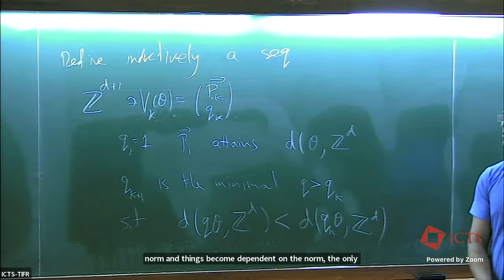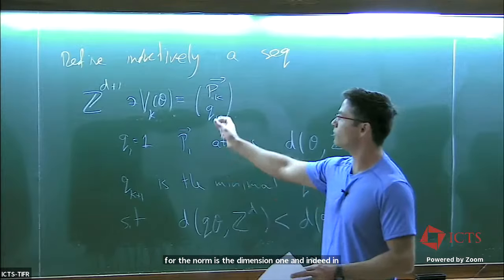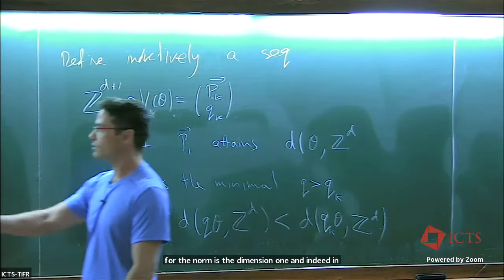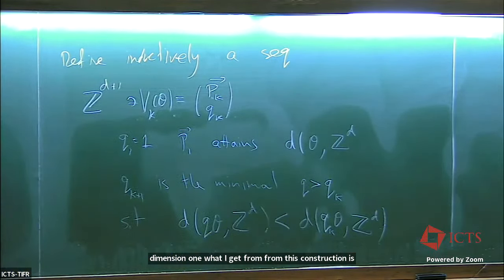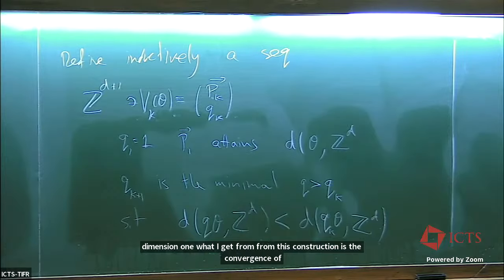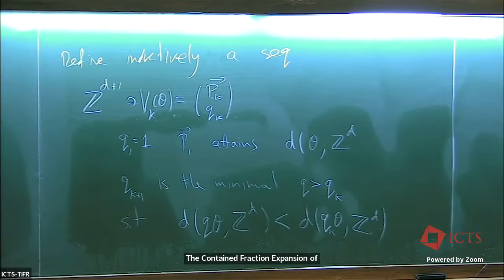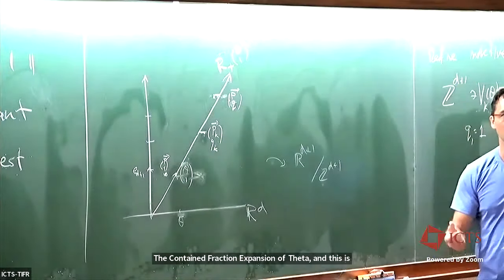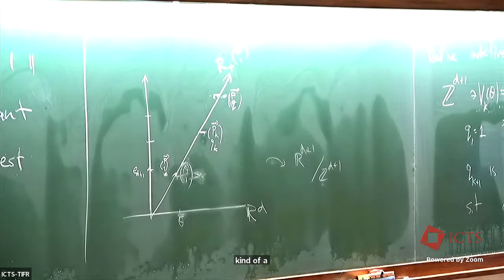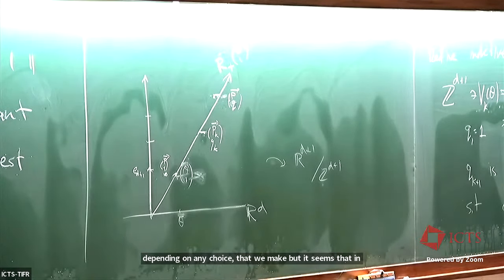The only case where I don't have a choice for the norm is dimension 1. And indeed, in dimension 1, what I get from this construction is the convergents of the continued fraction expansion of theta. And this is kind of a God-given object. It's not depending on any choice that we make. But it seems that in higher dimensions, this is a highly natural object to study.